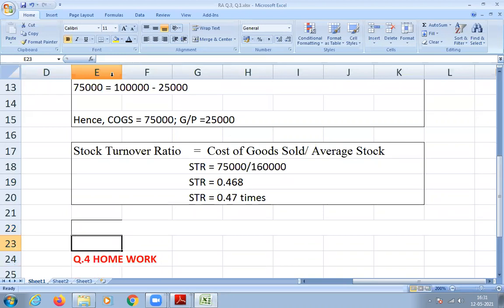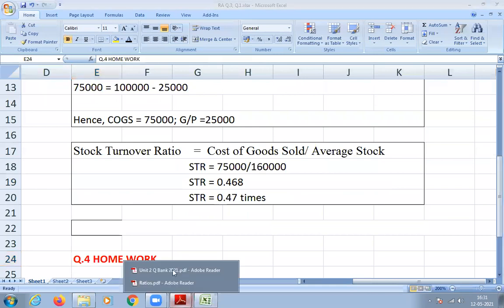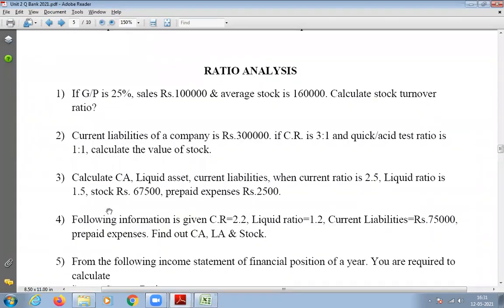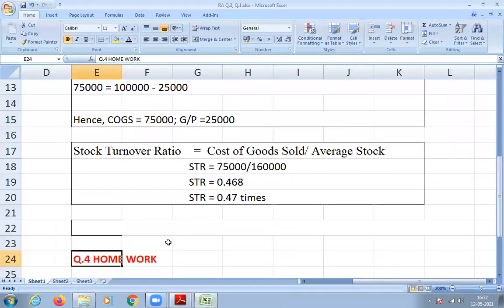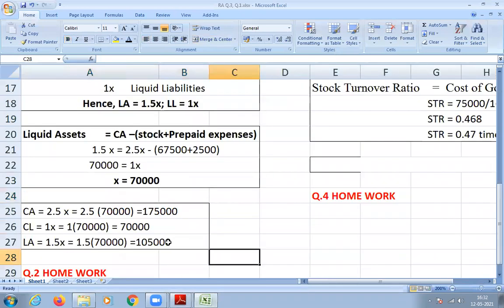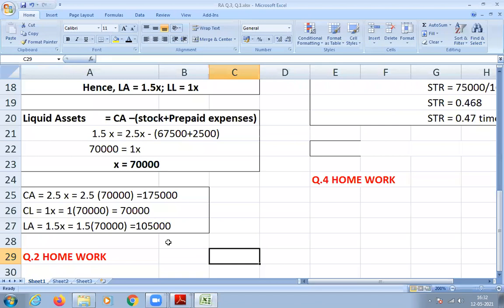Question number 4 is similar to this. Again they have given current ratio, liquid ratio, current liabilities, and prepaid expense. Prepaid expense is 0, nothing is given, so it is 0. But you can find out again CA, LA, and stock. So can you do this as homework? Question number 2 and 4 is your homework, similar to question number 3 which we have done. Can you do it? Yes, sir.